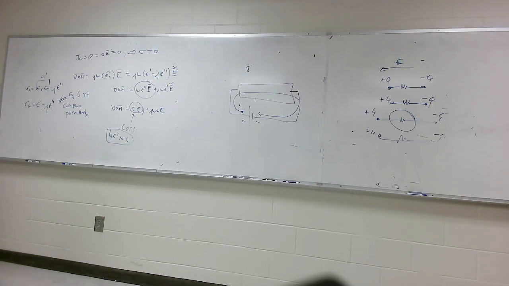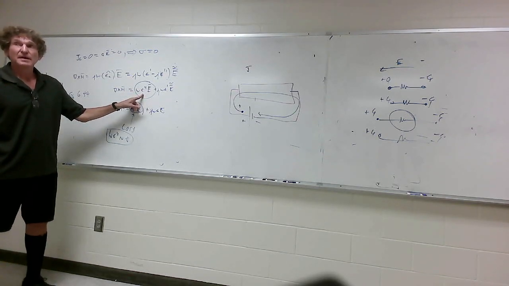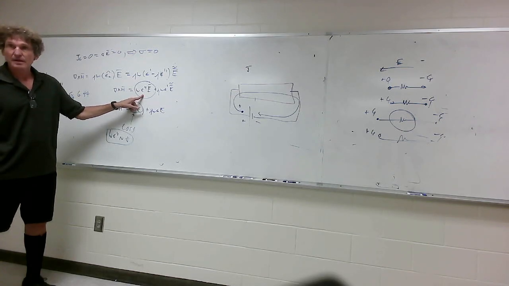And also, you'll notice one thing. This loss, omega epsilon double prime, is just like sigma. It's a function of frequency. As the frequency goes to 0, it becomes 0. Can you all see this?